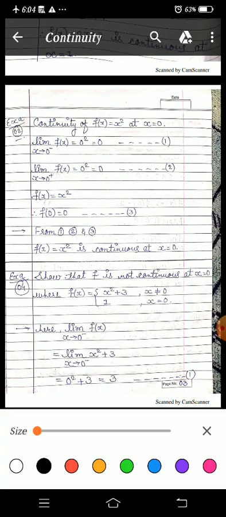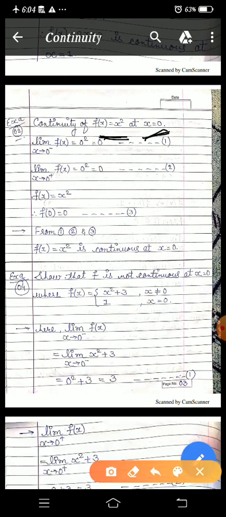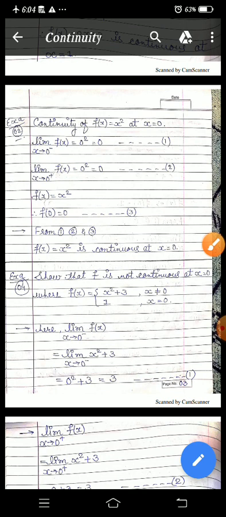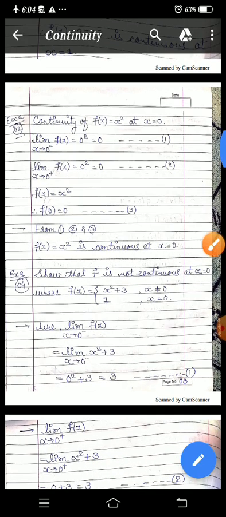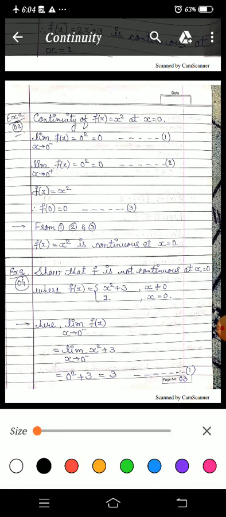Check the continuity of the function f of x equals x square at the given point x equals 0. So what do we need to do first of all? Again we need to do the same process. First of all we need to find the left hand side limit of that function.